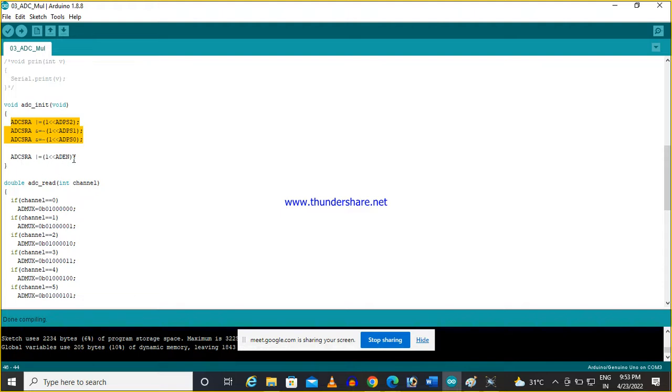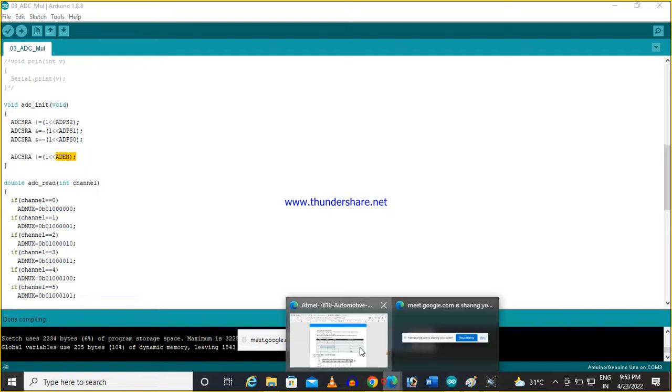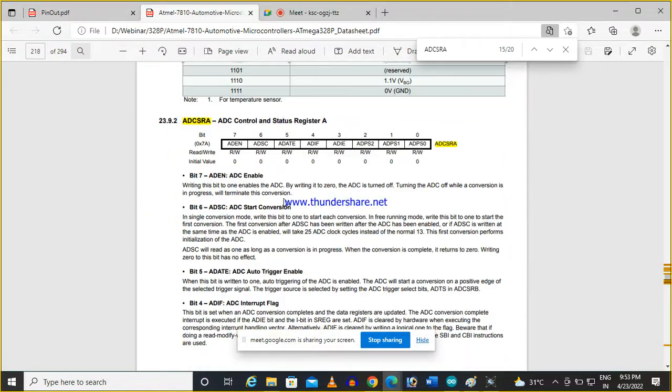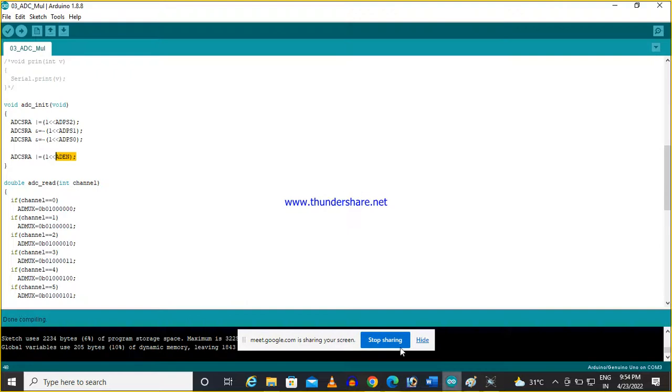Now, another bit I have used here is ADEN. So let us see what ADEN is. You see, this is the seventh bit. ADEN means ADC enable. Writing this bit to 1 enables the ADC. As I am handling the ADC, definitely I have to write it to 1. So that is all about my ADC initialization.